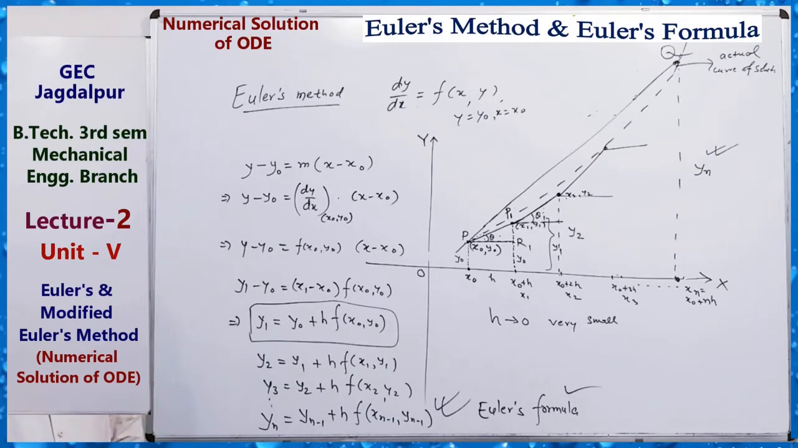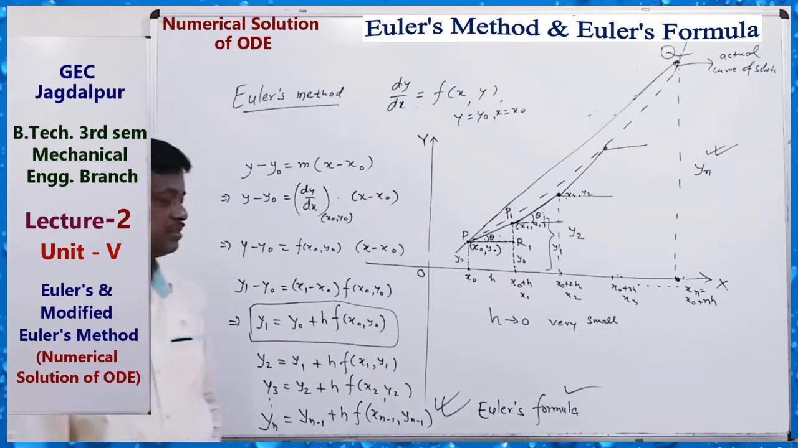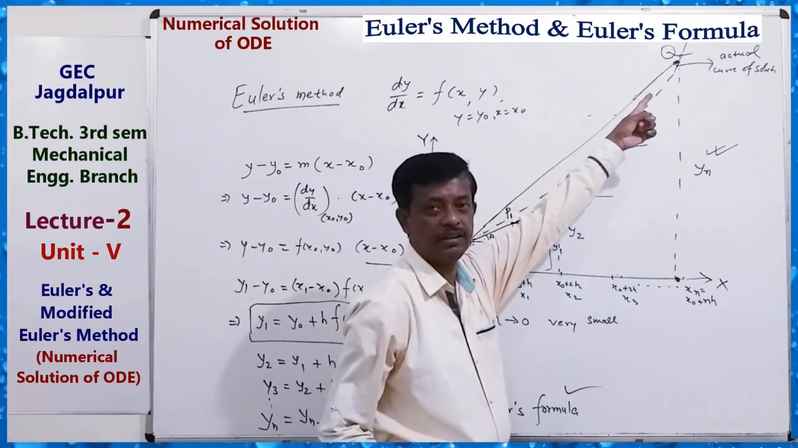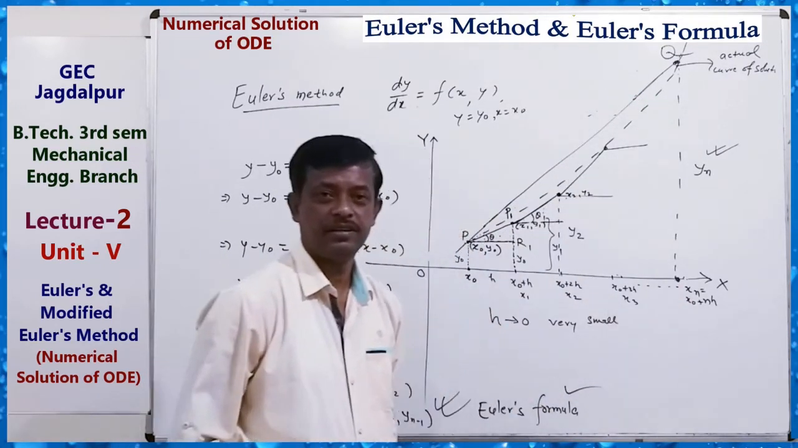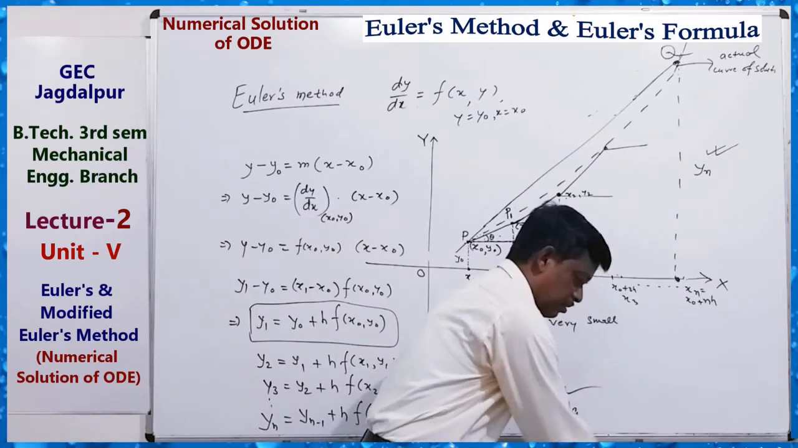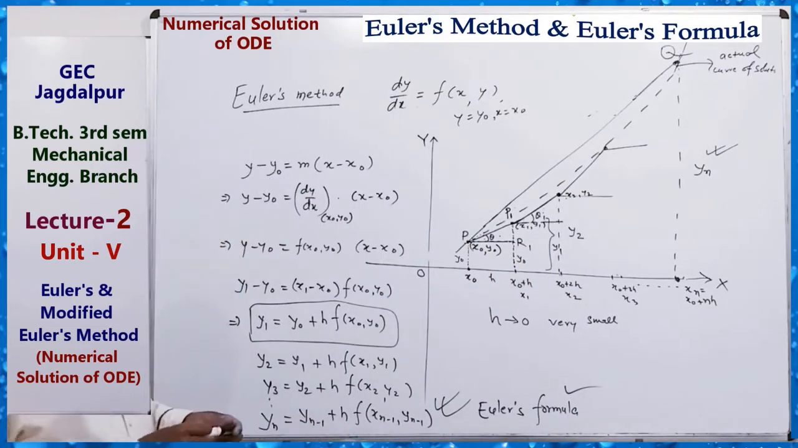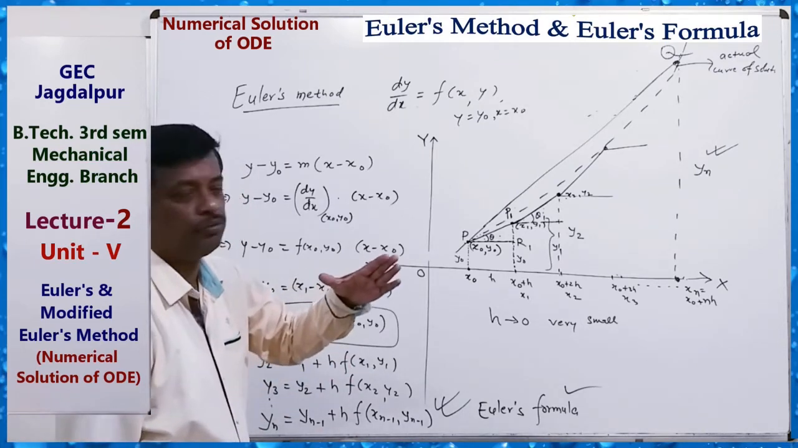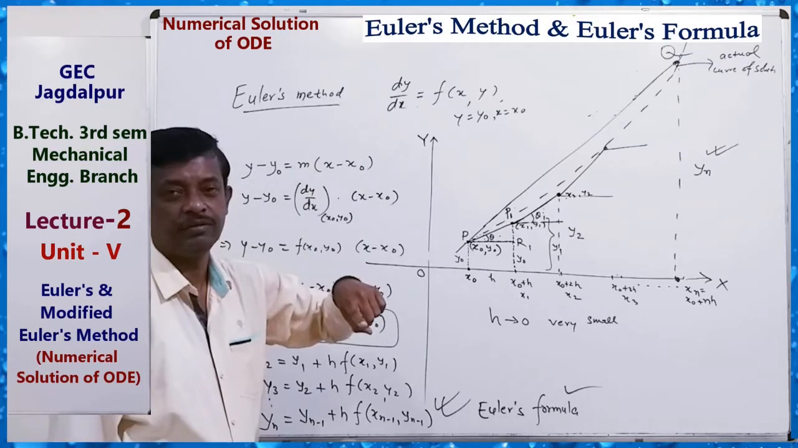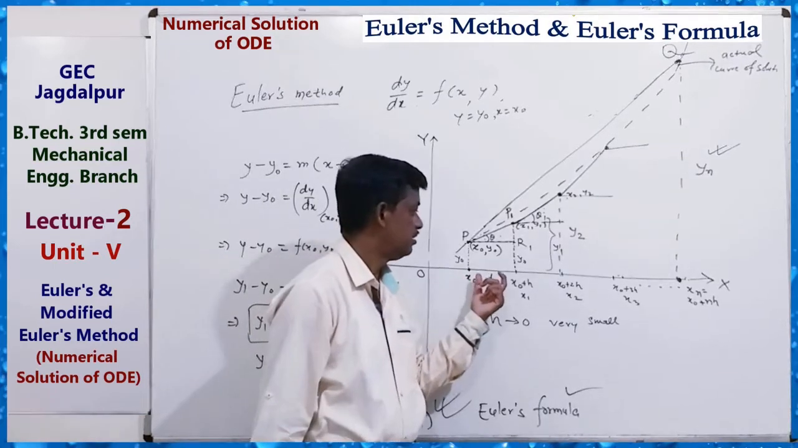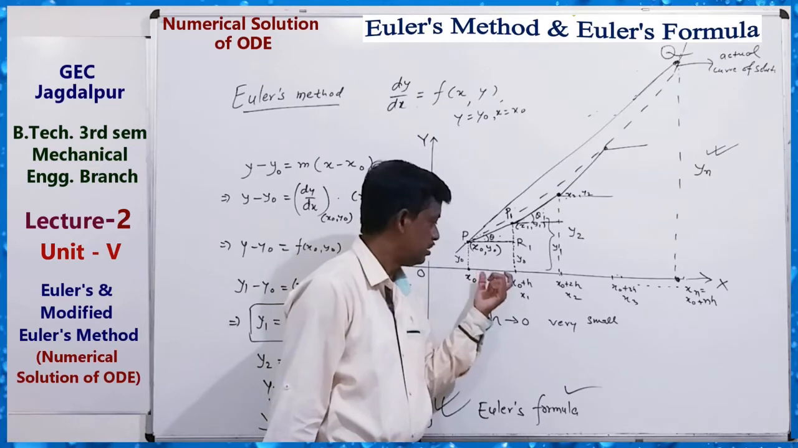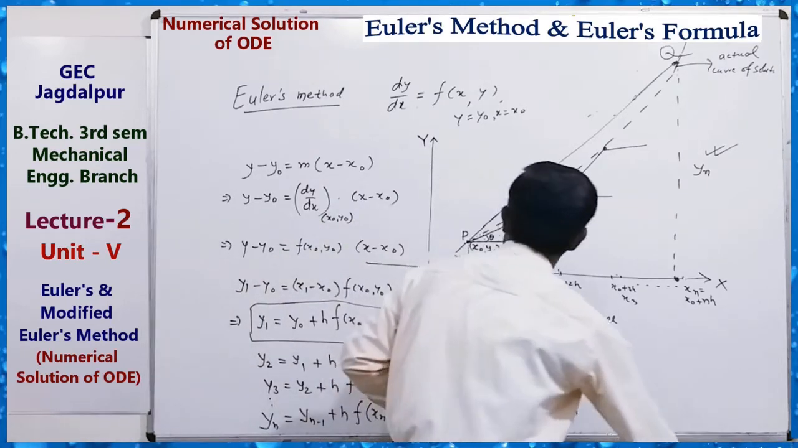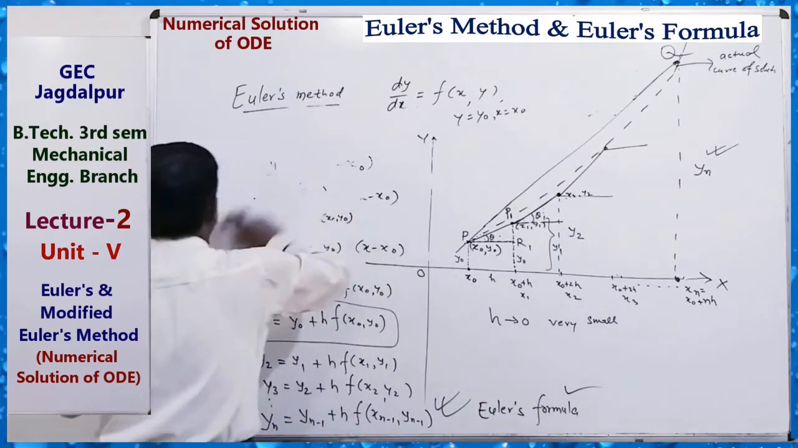Clear? By using this, we will try to get the accurate value at Xn. Okay? Now take the questions here. We just have to try to find the value of y more accurately. For that, the length of the interval should be very small. Okay. So take the questions.